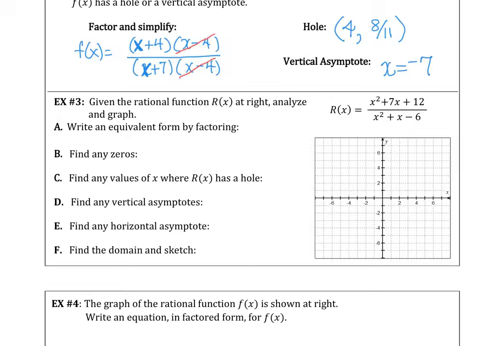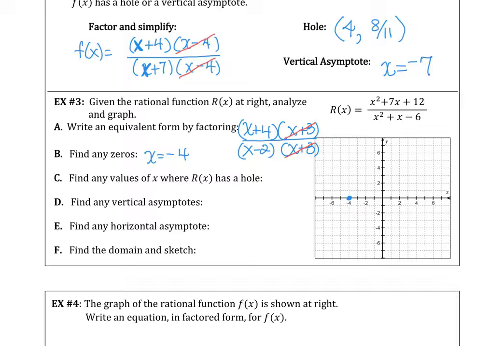So if you factor the numerator, we have x plus 4 times x plus 3, and the denominator is x minus 2 times x plus 3. The x plus 3 factors can be removed, and that would let us know that we have a 0 when x is negative 4. So we can come over here and put a little dot there.